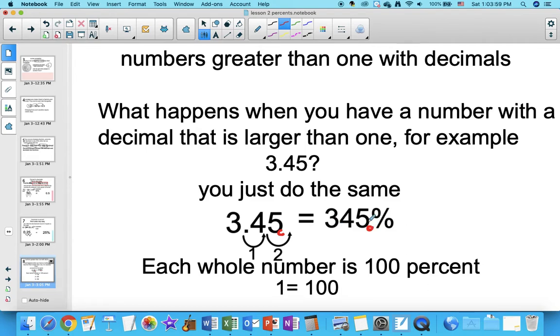Each whole number is 100%. So if I have the decimal 1.0, and I want to turn 1 into a percent, I move the decimal over 1 spot and another spot. And I put that 0 there because there's nothing there, so it's a 0. So that's 100%. Each whole number represents 100%. So if you see a decimal number with a whole number in it, you don't have to worry about it. You just move 1, 2. Now it's a percent. You have over 100%, and in this case, 345%.